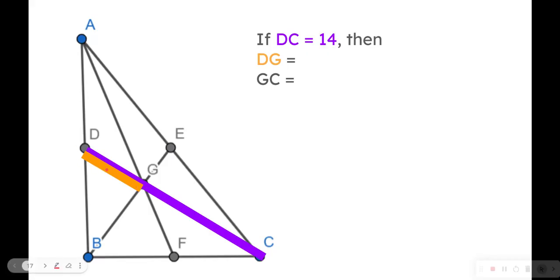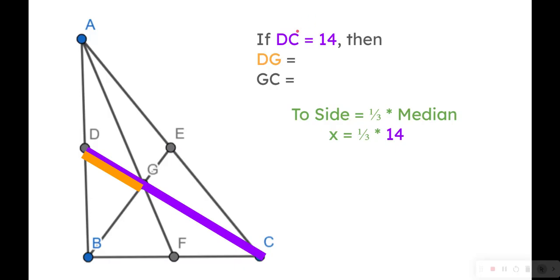So the formulas I have for the median to the side, there's two of them, and this is one of them. So to the side equals 1/3 to the median. I'm going to plug in the 14 for median because that's what it is. And so x equals 1/3 of 14, which is about 4.66666 or 4.67. Okay, so this is 4.67.